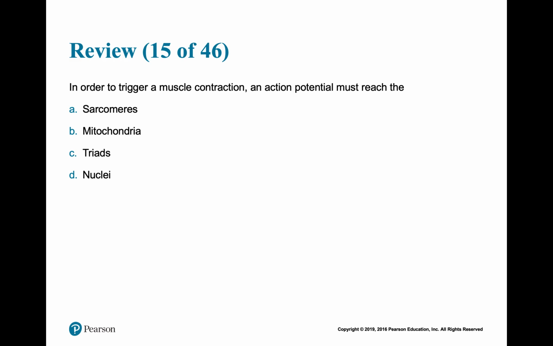Well, we haven't talked about the sarcomeres yet in relation to muscle contraction. Mitochondria supplies ATP for contraction, but it does not help trigger contraction. It just supplies energy. I haven't talked about the nuclei. It's the triad. So remember, the action potential has to reach the triad in order to trigger muscle contraction.